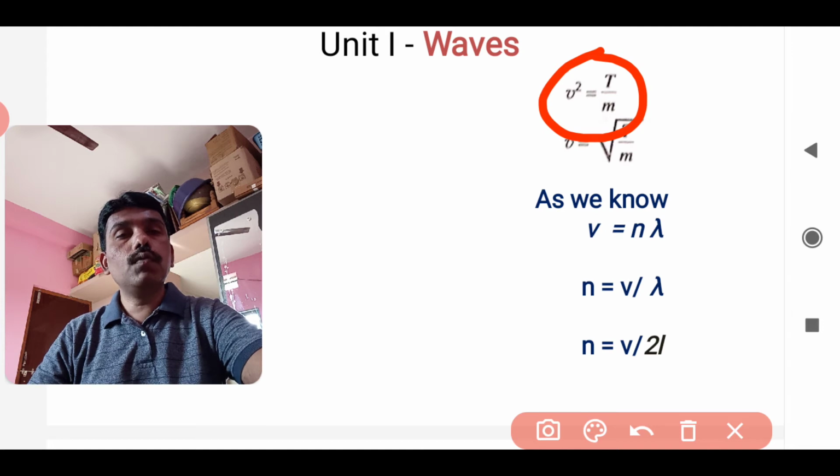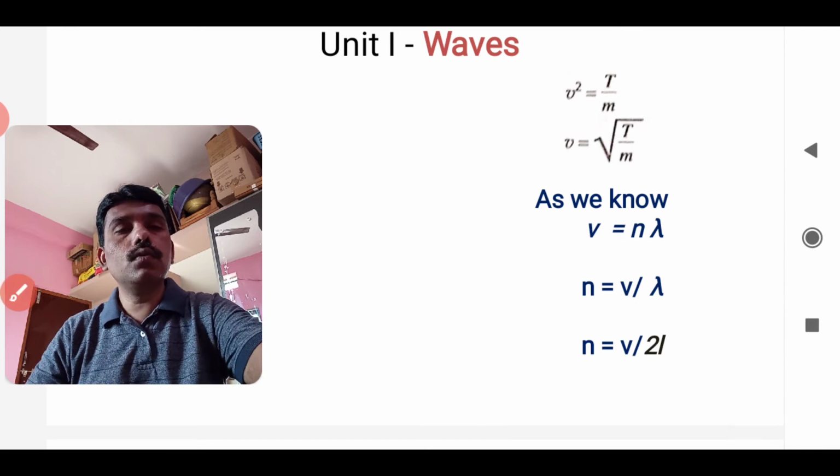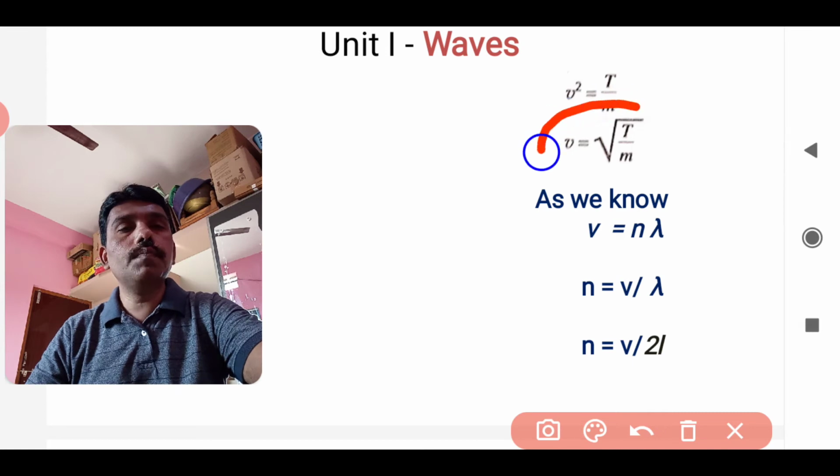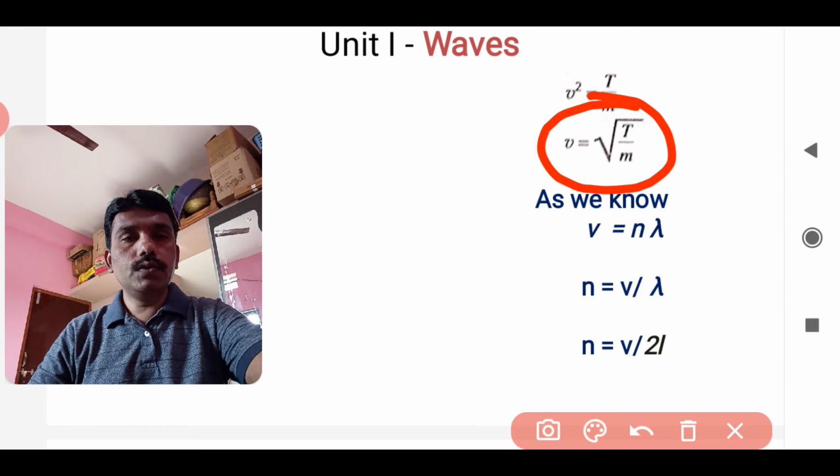Now if I want to find out only v, then I have to take the square root of this, and I will get v is equal to under root of T by m. So v is nothing but simply equal to under root of T by m.